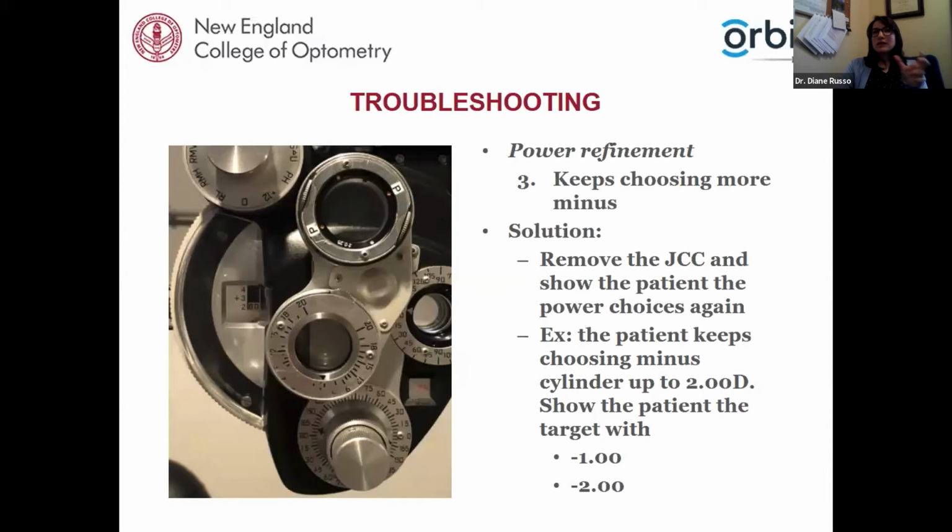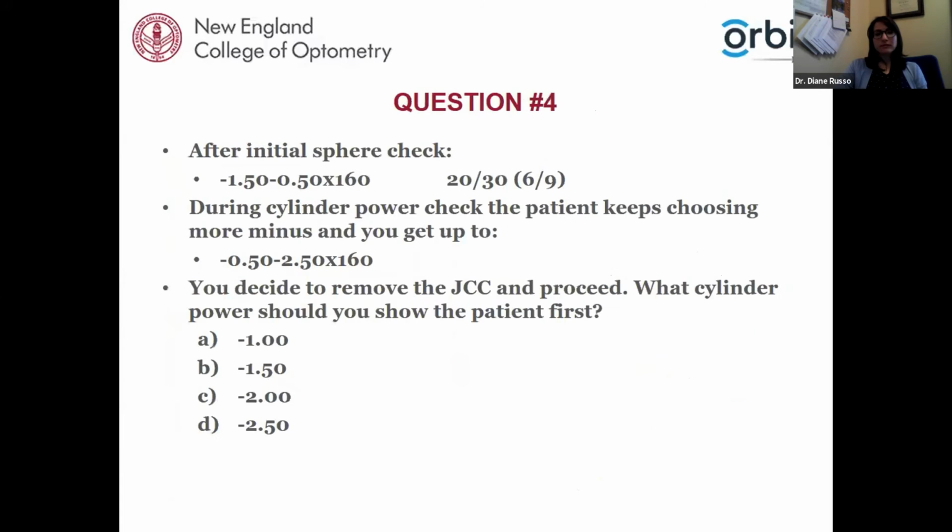Again, the choices that you give them should be based on the combination of your objective measurements plus the patient's visual acuity after the initial sphere check.